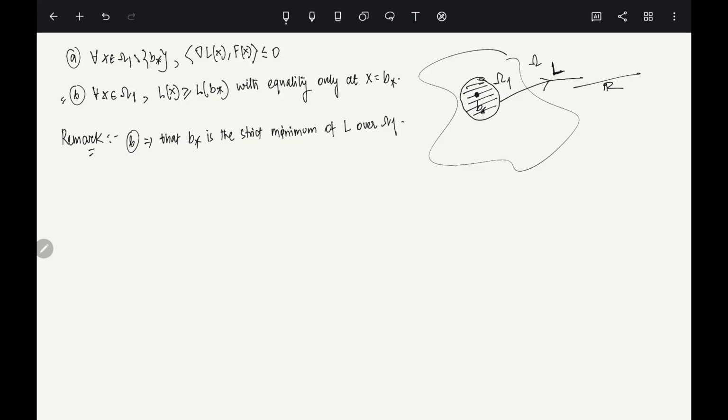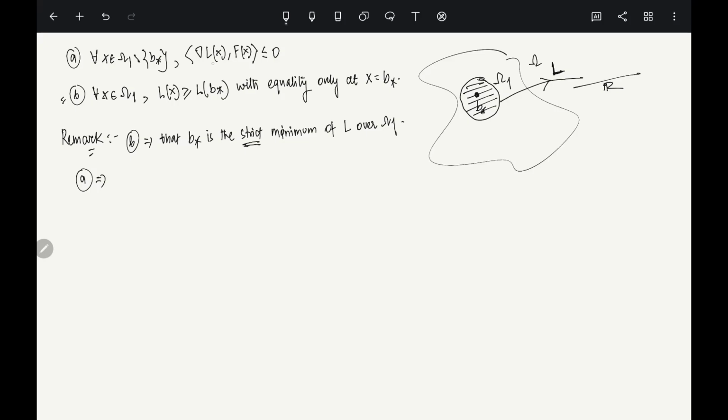So that's your b. Now the thing is, this is the b. So this is very important, huh? Strict minima. I will show you why it is important. We cannot omit this strict part. And what does a imply? What does a imply? Let's look at this.